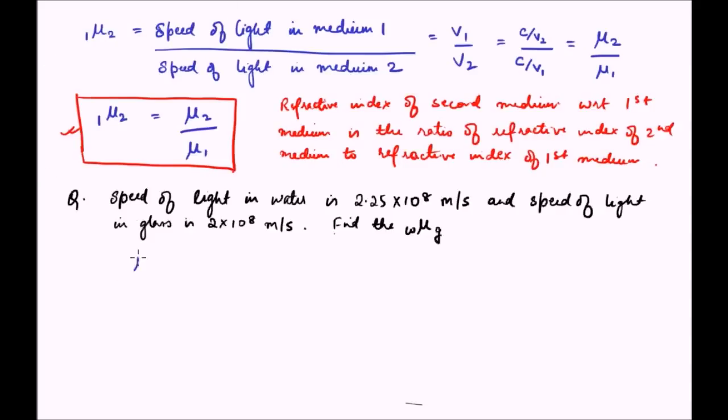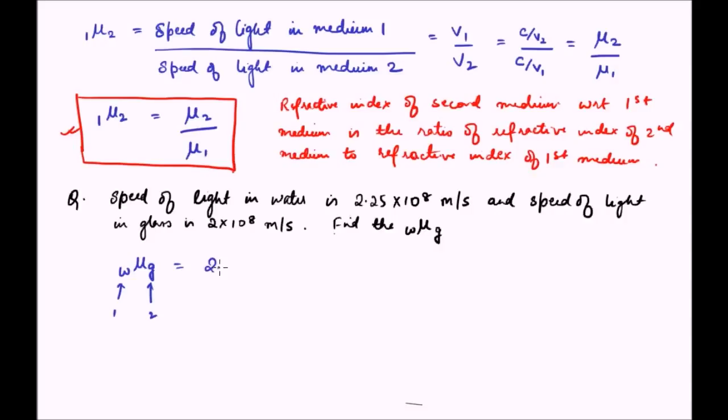The refractive index of glass with respect to water. So this is my first medium, this is my second medium. What this means is that the light is going from water to glass. So it is going from a rarer to a denser medium, high speed to low speed. Therefore, this should be greater than 1, right? Let me see how this turns out.